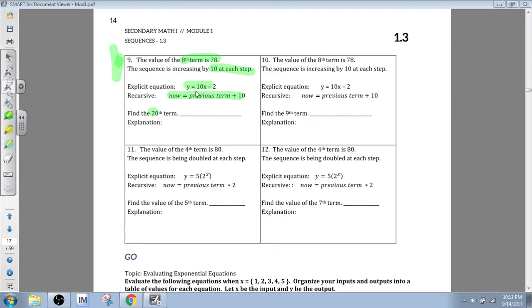To find the 20th term in explicit, we would plug 20 in for x. 20 times 10 would be 200, minus 2 would be 198.